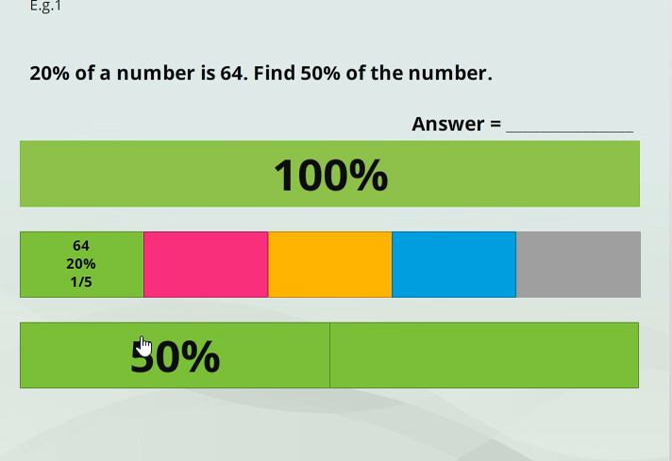And we just want to find 50% of it. So what's 50% of 320? Well, you know that half of 32 is 16, so you know that half of 320 is 160. So if 20% of a number is 64, 50% of that number is 160. And that's how you work out the answer.